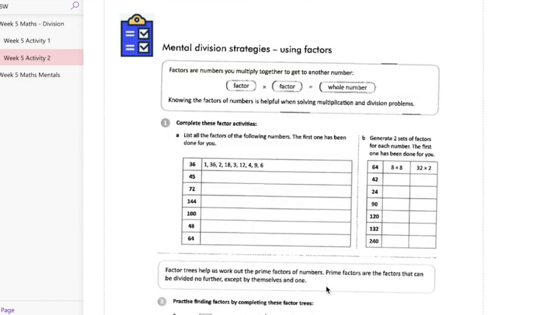You'll see a new way of doing division as well, using factors. So we're going to go through and complete our factors and answer as many factors as we know from there, and generate two sets of factors for each of these numbers. The first one's been done for you. 64, well, 8 times 8 and 32 times 2. That's going to give me the answer of 64. Go through and complete each of those.